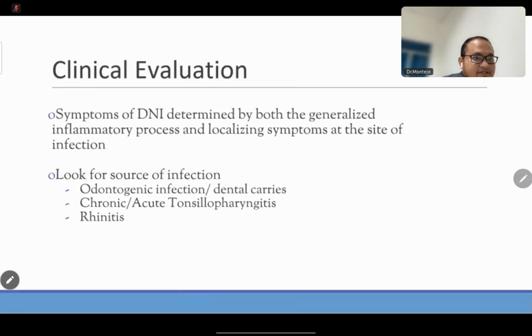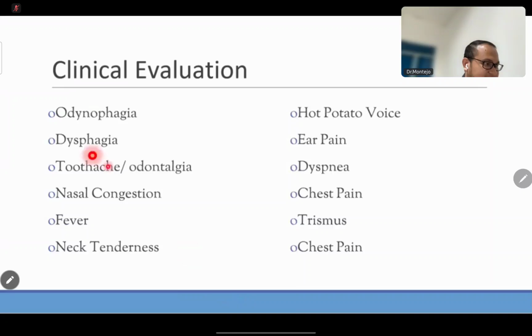So let's go to clinical evaluation. Take note, you should know the different symptoms of your DNI, deep neck infection. Usually they start with odontogenic infection, sometimes ATP, tonsillopharyngitis, and even rhinitis. Always try to elicit. Okay, so these are the common symptoms.